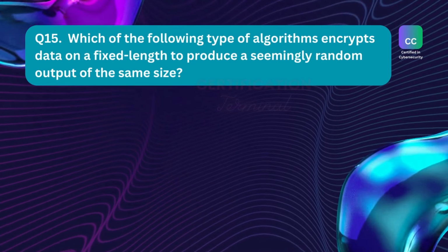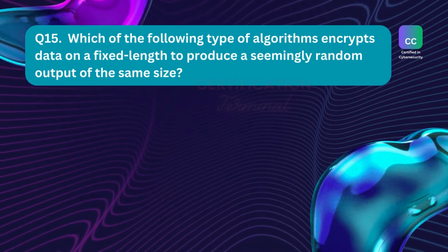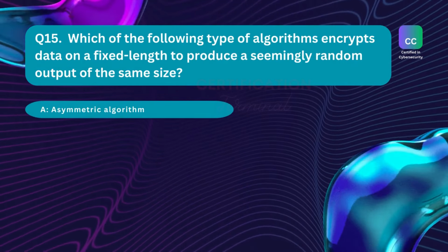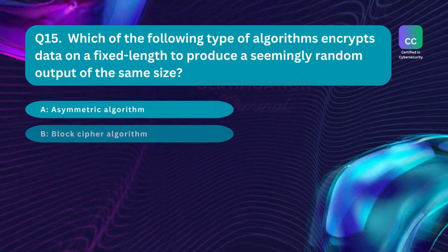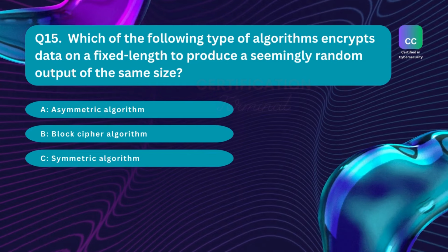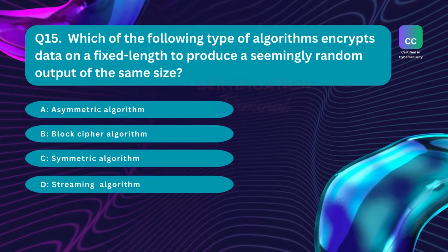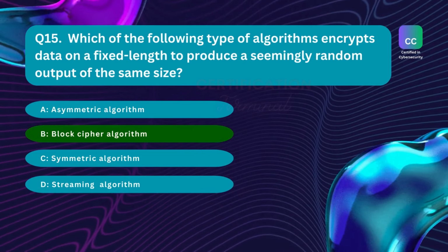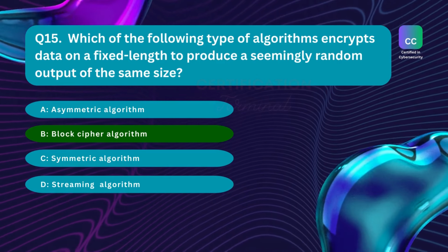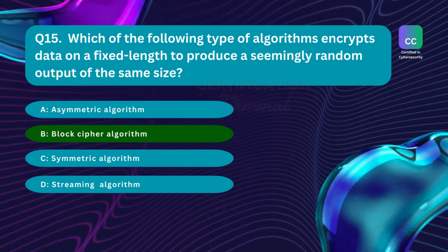Question number 15. Which of the following types of algorithms encrypts data in a fixed length to produce a seemingly random output of the same size? Option A, asymmetric algorithm. Option B, block cipher algorithm. Option C, symmetric algorithm. Option D, streaming cipher algorithm. The correct answer is option B, block cipher algorithm. Block cipher algorithms operate on a fixed-length block of data to produce a seemingly random output of the same size.